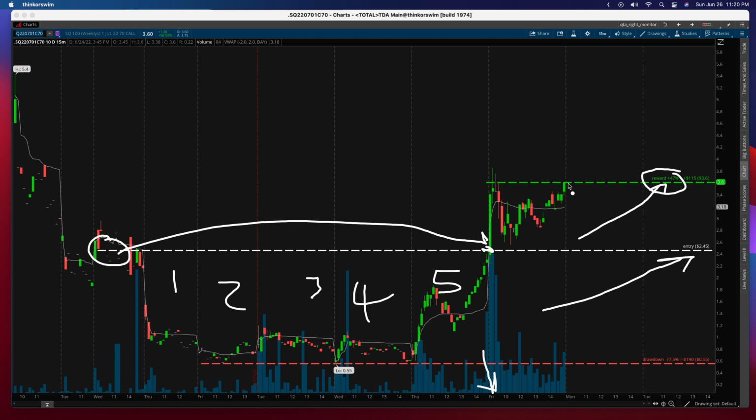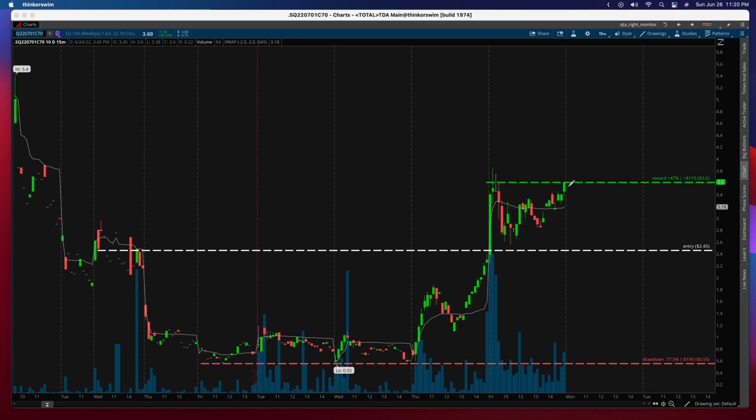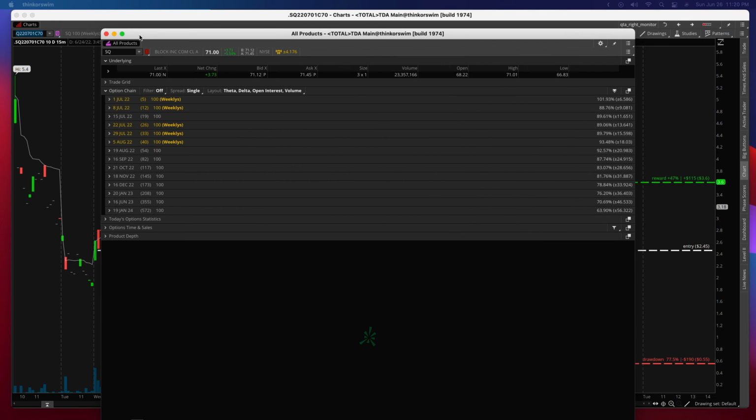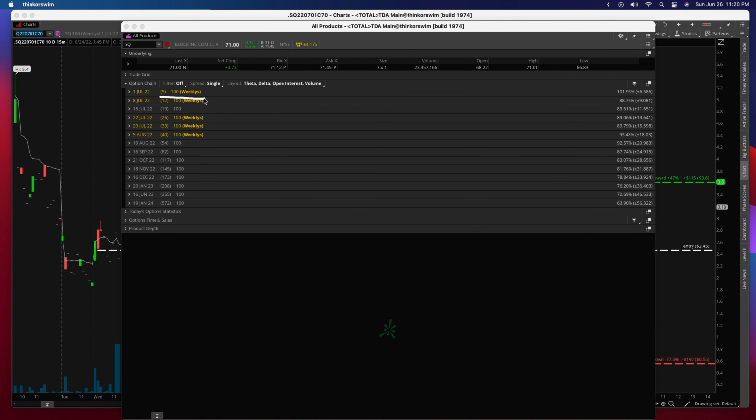If Square was to just slightly gap down tomorrow, let's just say it was down maybe 1 or 2 points, this call would probably be back in the red, and then you're definitely closing it out right here, because why take the risk of holding it all the way back down here? On top of that, this contract expires this week because it only has 5 days till expiration.